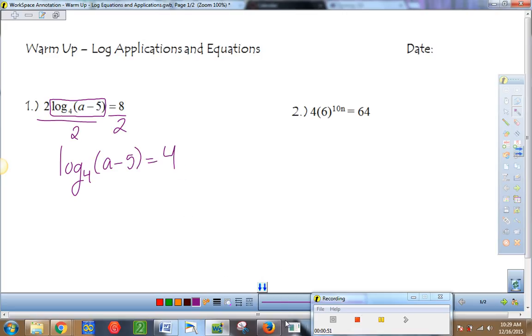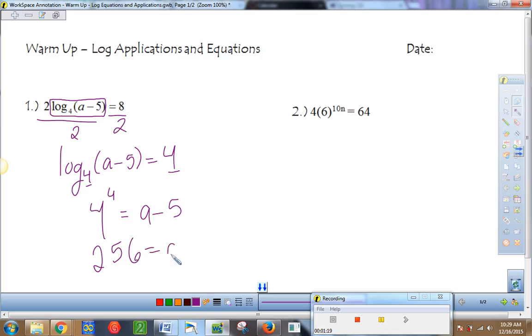Now what can you do? Yeah, we can convert this into exponential form, right? So that's going to be 4 to the 4th equals what? A minus 5. And keep in mind, it is this 4 raised to this 4 power. What is 4 to the 4th? Bigger. That's 4 to the 3rd. You're on the right track. Bigger. 256.